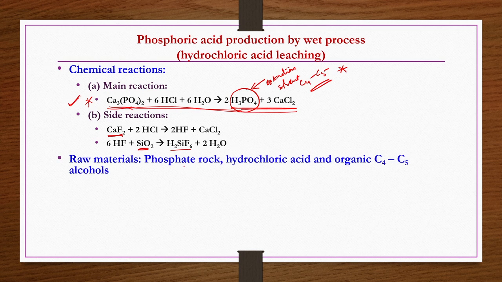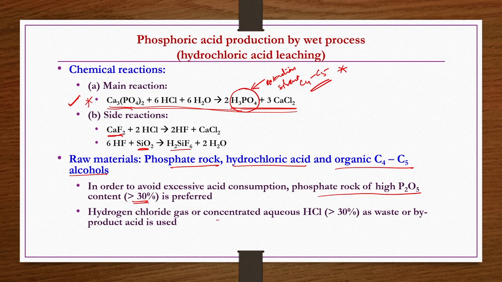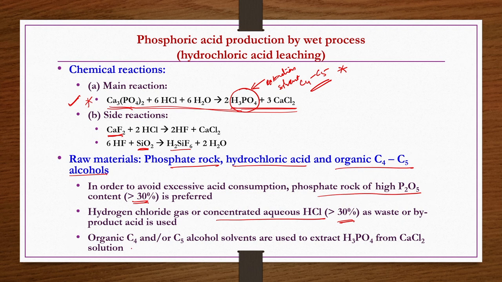Raw materials: obviously phosphate rock, hydrochloric acid, and organic C4 to C5 alcohols, which act as solvents for the extraction of phosphoric acid from the solution of phosphoric acid and calcium chloride. In order to avoid excessive acid consumption, phosphate rock of high P2O5 content, more than 30%, is preferred. Hydrogen chloride gas or concentrated aqueous hydrogen chloride, more than 30% purity, as waste or byproduct acid, is used for this process, and organic C4 and/or C5 alcohol solvents are used to extract phosphoric acid from the calcium chloride solution.